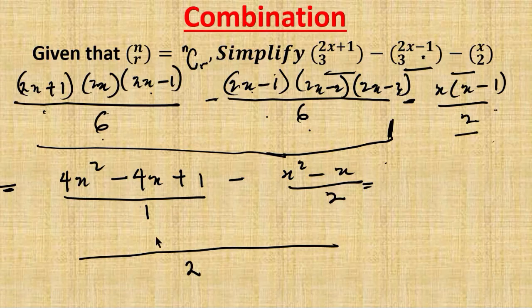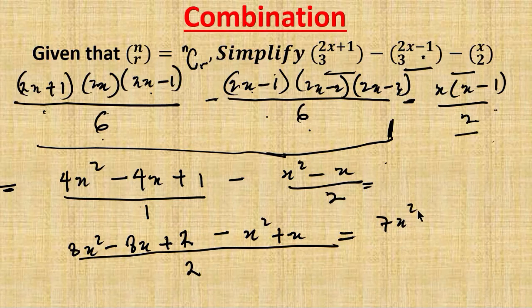Here is 2. 1 in 2, that's 2, times 4x squared, that's 8x squared minus 8x plus 2, because I'm multiplying 2 by 1. Minus 2 here in 2, that's 1, times x squared, that's minus x squared plus x. So this is the same thing as 8x squared minus x squared, that becomes 7x squared. Minus 8x plus x, that's minus 7x, plus 2, all over 2.